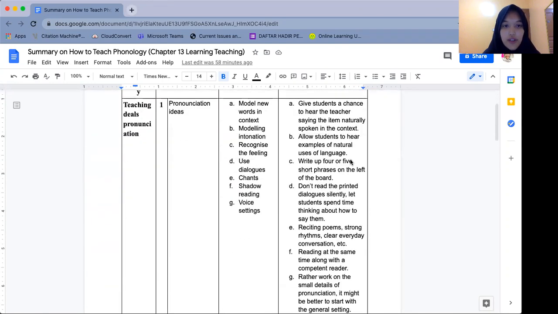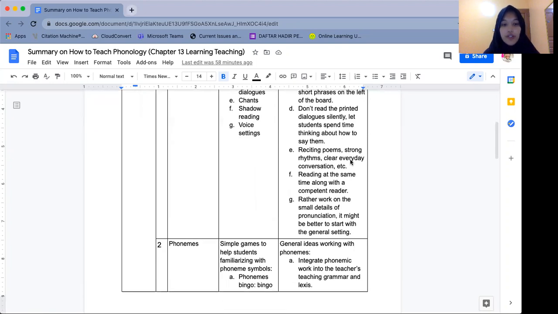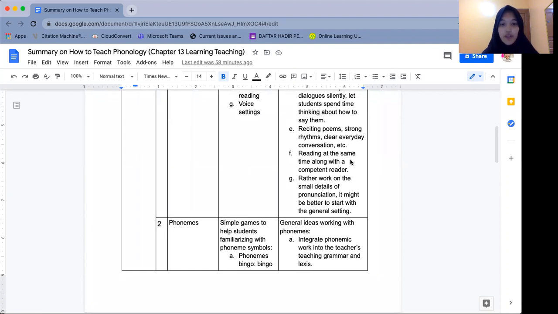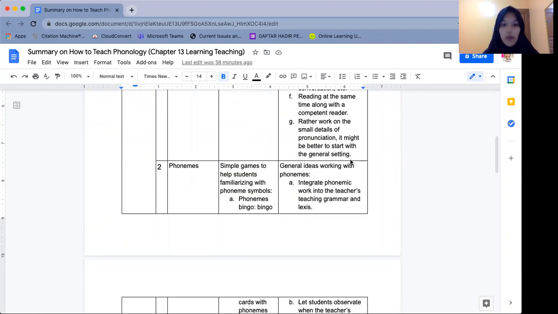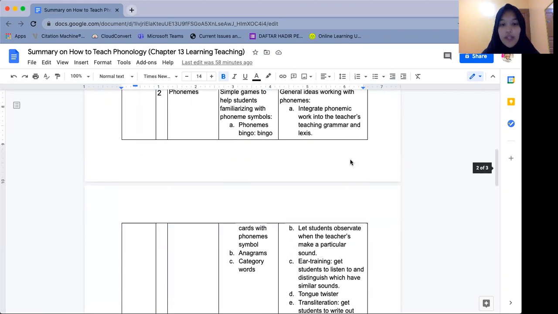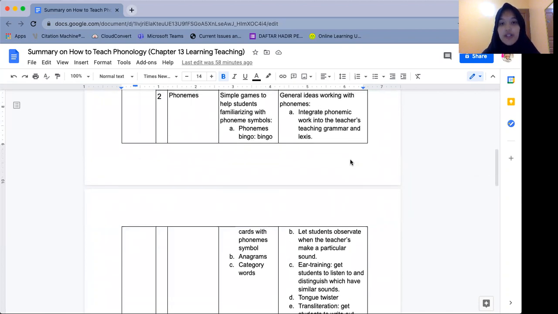The focus of teaching for number 2 is phonemes. The technique is simple games to help students become familiar with phoneme symbols. A, phoneme bingo cards with phoneme symbols. B, anagrams. C, category words.